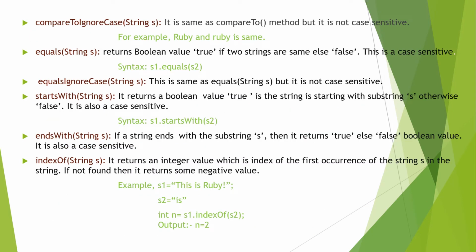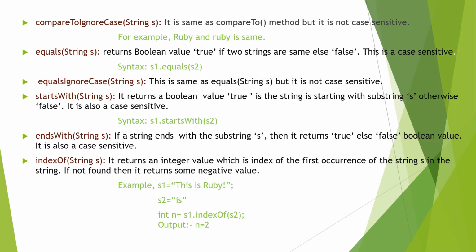Next we come to compareToIgnoreCase(String s). It is the same as the previous method, but it is not case sensitive. For example, capital RUBY and small ruby are the same.